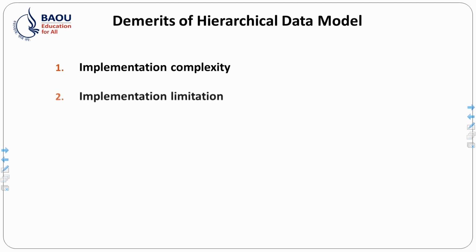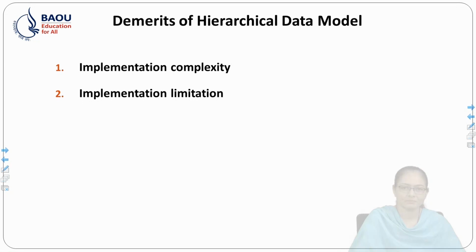Now the next is implementation limitation. It can have only one to one and one to many relationships between the nodes. It is difficult to represent the many to many relationship. It is not permitted to have more than one parent. So implementation is limited because many to many relationships are not allowed here. Only one to many and many to one relationships are provided.